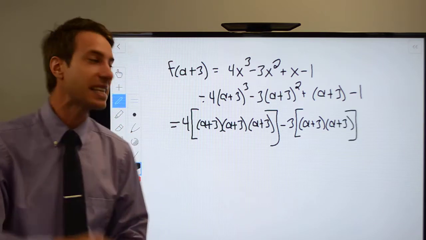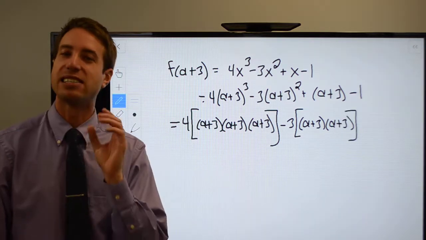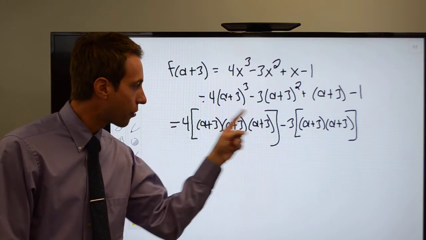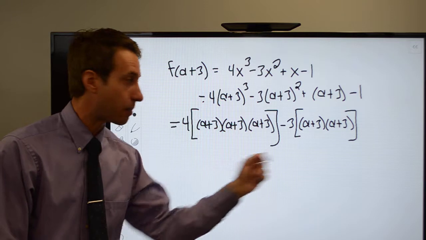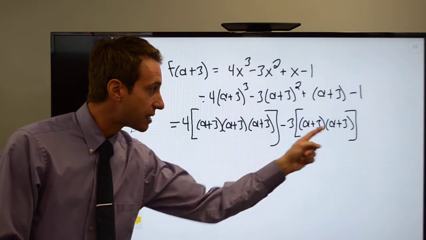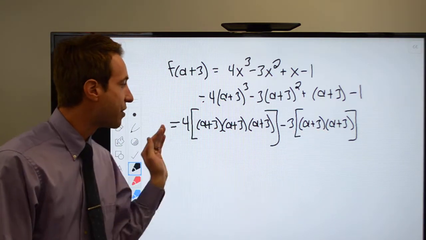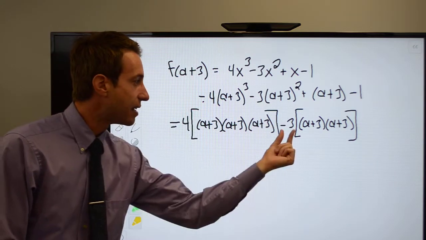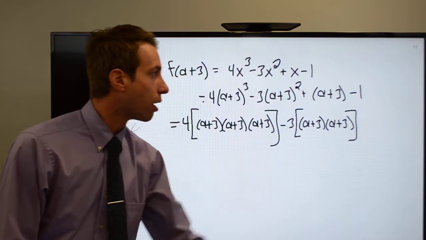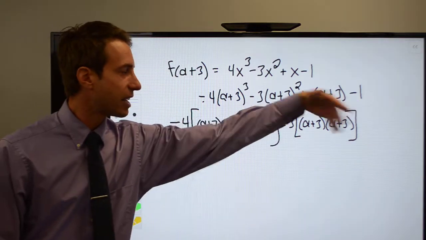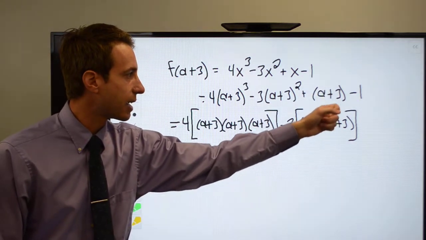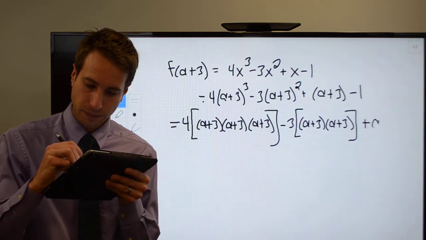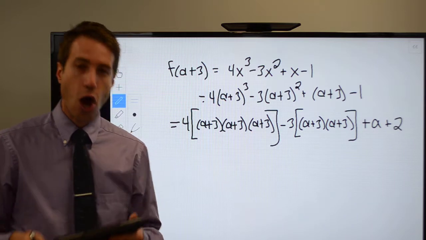Now, guys, the reason that I'm using brackets is to help me remember that after I've multiplied all these guys together using the distributive property, multiplied all these guys together using FOIL, I then will need to distribute the 4 through all of that, and the negative 3 through all of that. This stuff back here, I'll just take care of that. I have a plus a and a plus 3 minus 1, which would be a plus 2. So plus a plus 2.